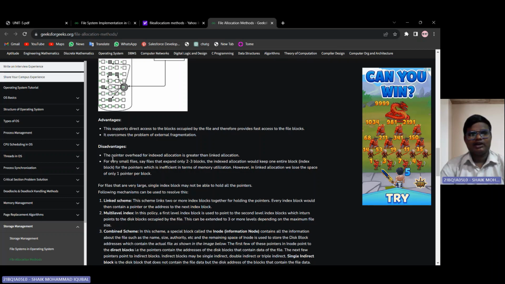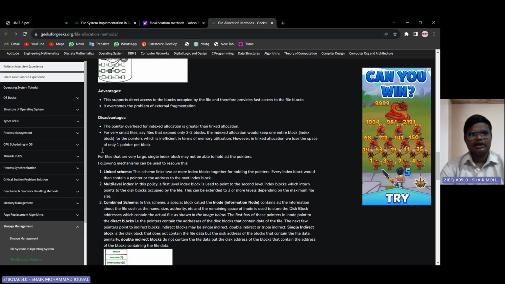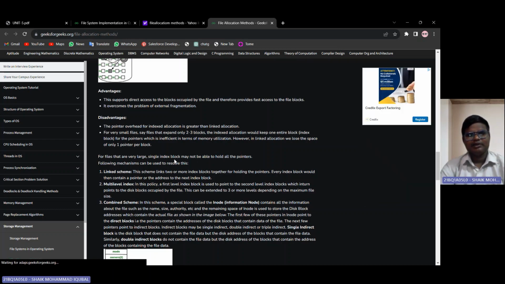For files that are very large, a single index block may not be able to hold all the pointers. The following mechanisms can be used to resolve this. Linked scheme. This scheme links two or more index blocks together for holding the pointers. Every index block would then contain a pointer to the address of the next index block. Multi-level index. In this policy, a first level index block is used to point to the second level index block, which in turn points to the disk blocks occupied by the file. This can be extended to 3 or more levels depending on the maximum file size.